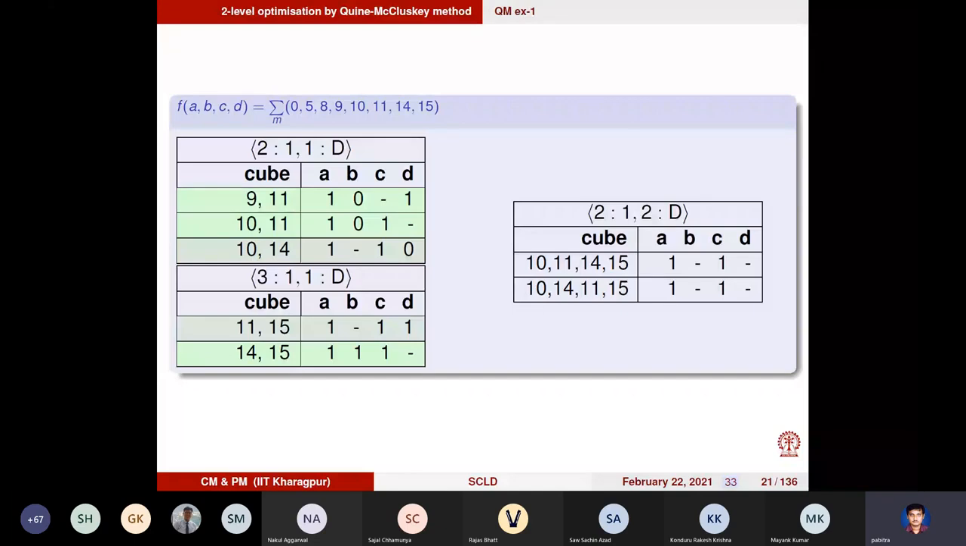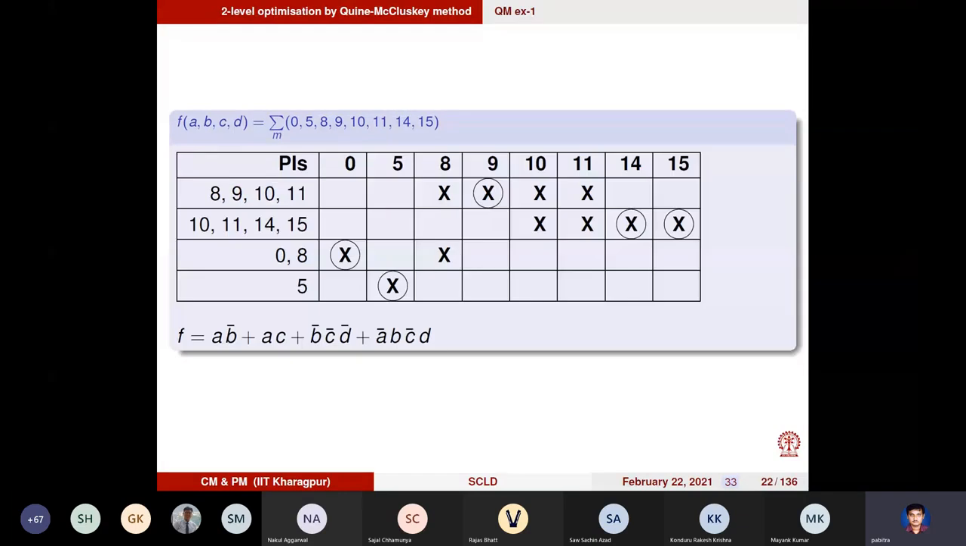So now let's go to the second step. In the second step, we form what is called a prime implicant chart. So we make a tabular structure. I hope I'm still connected. Yeah, luckily I'm still connected.